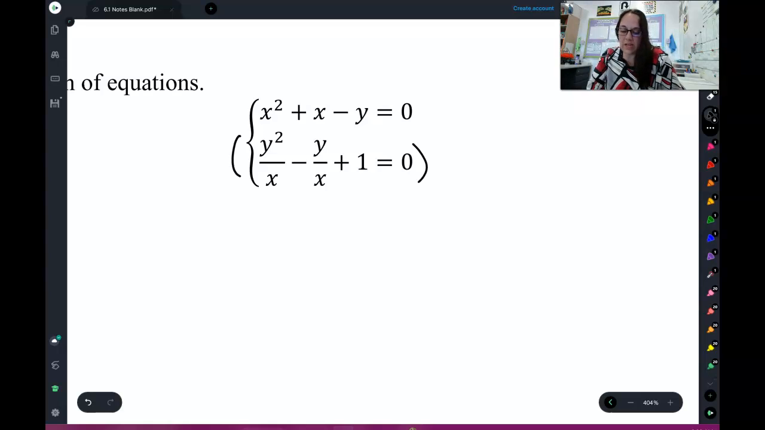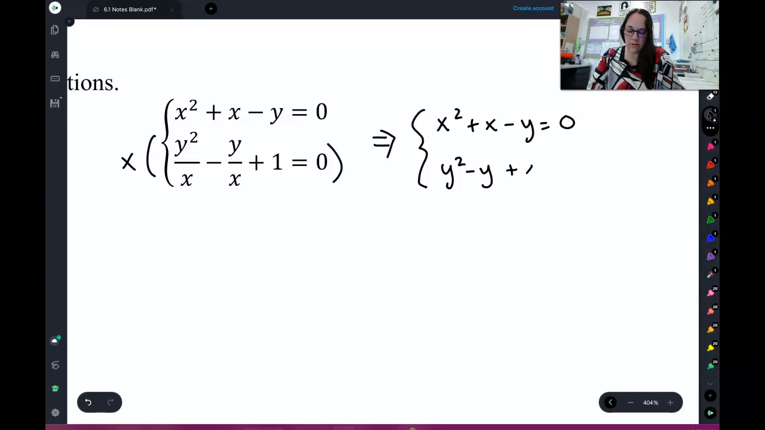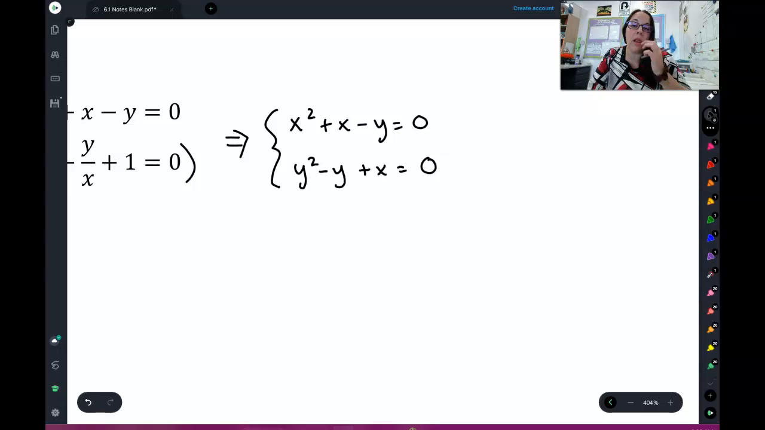So first thing I'm going to do is multiply this whole equation by x in order to make our fractions go away. The top equation I didn't mess with, left that alone. The bottom equation I times everything by x, and I get that. And that looks a lot better than what I started with, at least.